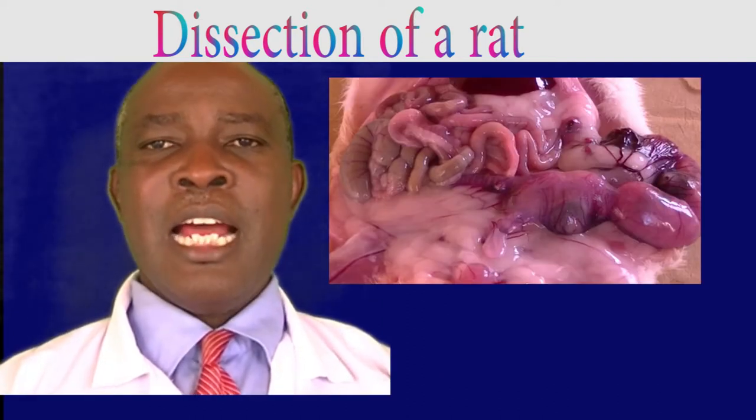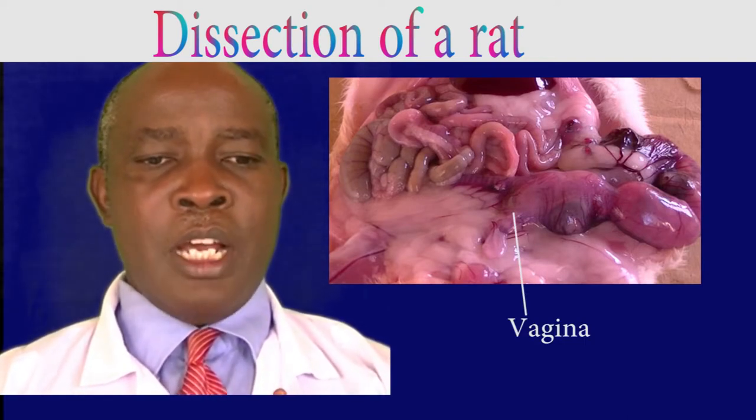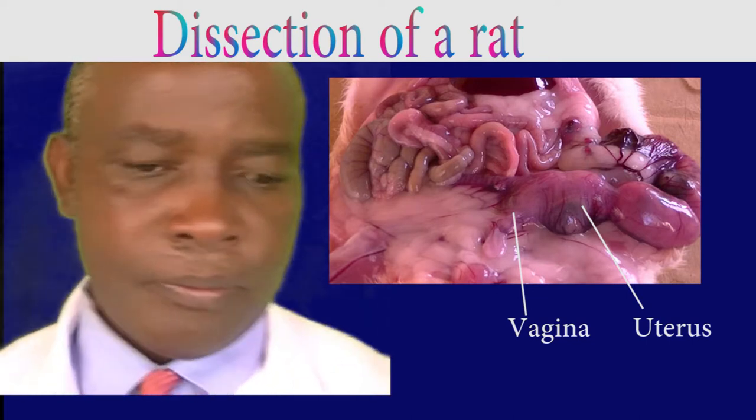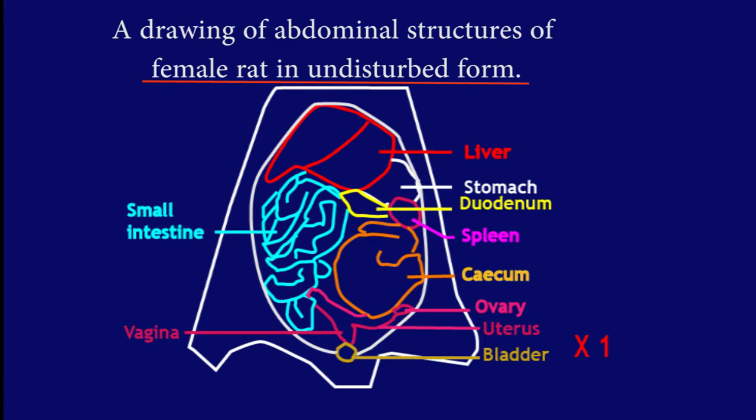In the female, the additional structures include vagina and uterus. These are lacking in the male rat. A drawing of abdominal structures of a female rat in undisturbed form. We label liver, stomach, duodenum, spleen, cecum, ovary, uterus, bladder, small intestines, and vagina.